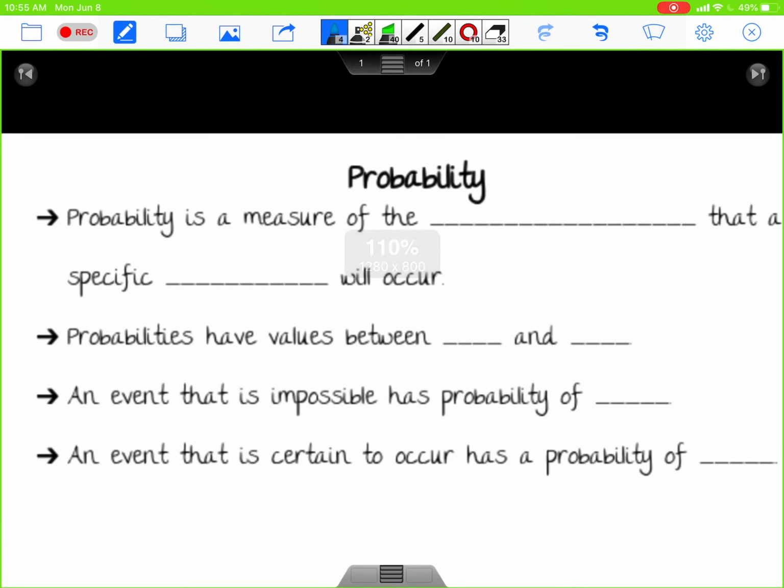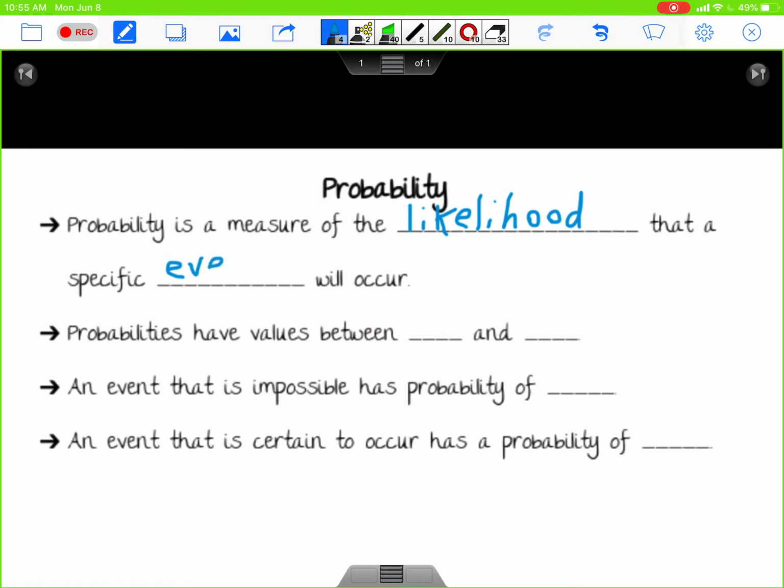Okay, probability is a measure of the likelihood that a specific event will occur. Probabilities have values between 0 and 1. Most of the time your probability answers are going to be a fraction or a decimal. When an event is impossible, your probability is 0, because it can never happen. If your event is certain, meaning that it will happen all the time, you have a probability of 1. So 0 means it'll never happen, 1 means it will always happen, and then you could get some decimals in between for when it sometimes happens.